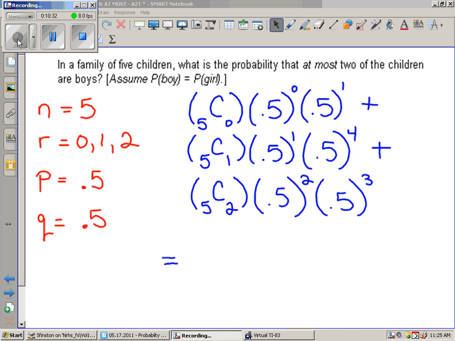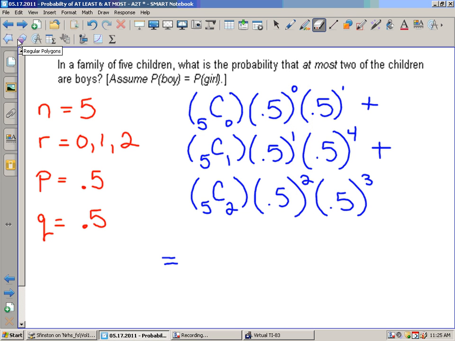I have made a terrible, terrible error. Thank you, Selena Lyerly, for pointing that out. That should be a 5. Right? 0 boys, 5 girls. 1 boy, 4 girls. 2 boys, 3 girls.